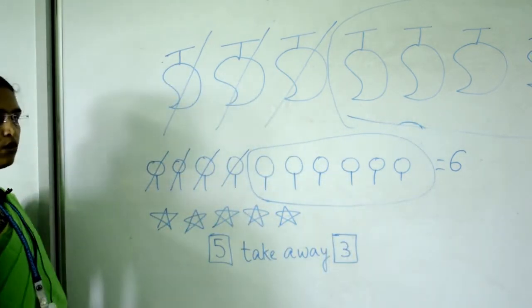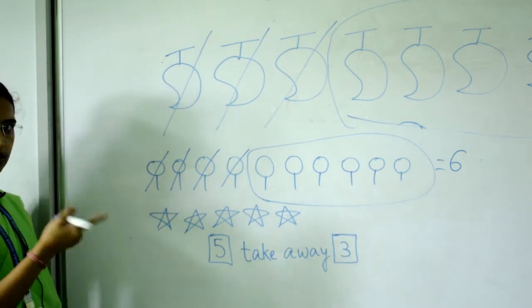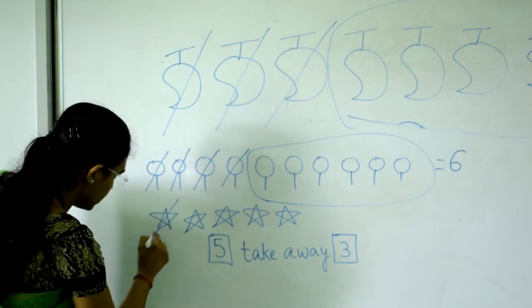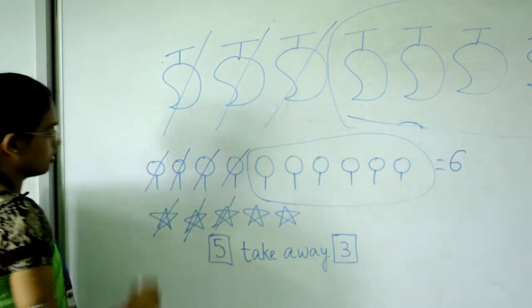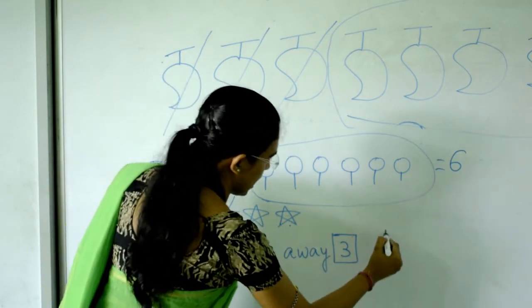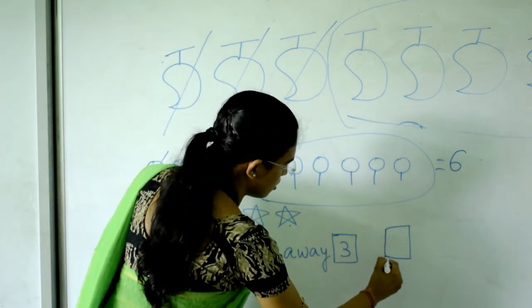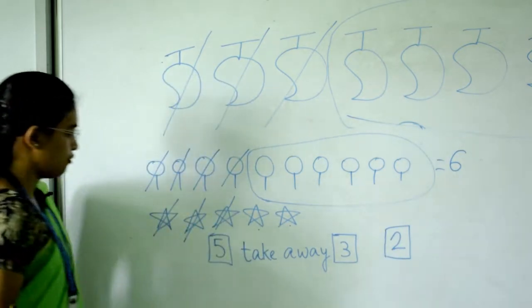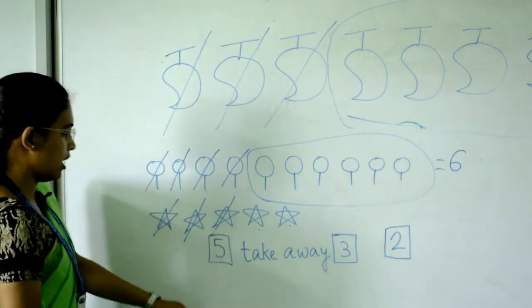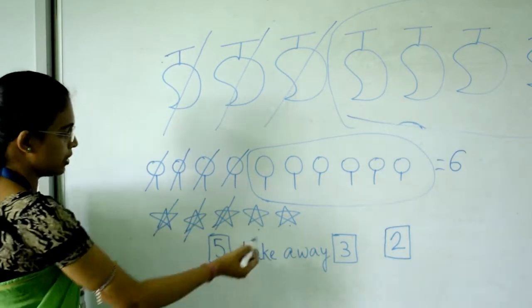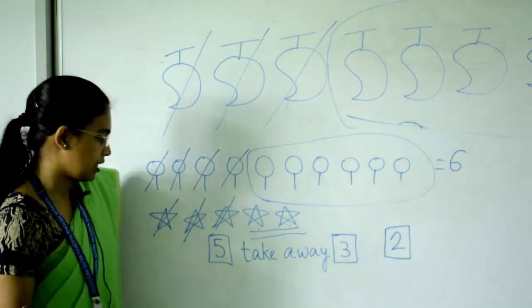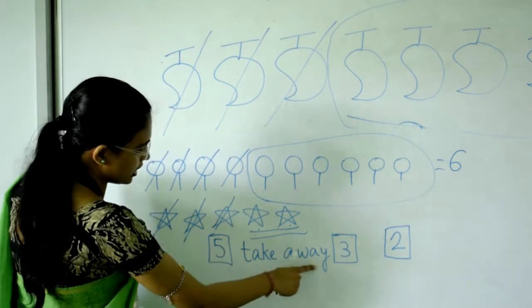So for that, what do we have to do? We have to cut 3 stars, right? So let's cut it. 1, 2, 3. So how many are left? 1, 2. So the answer is 2. From 5 stars we take away 3 stars, and when we take away 3 stars, how many stars are left? 2 stars.